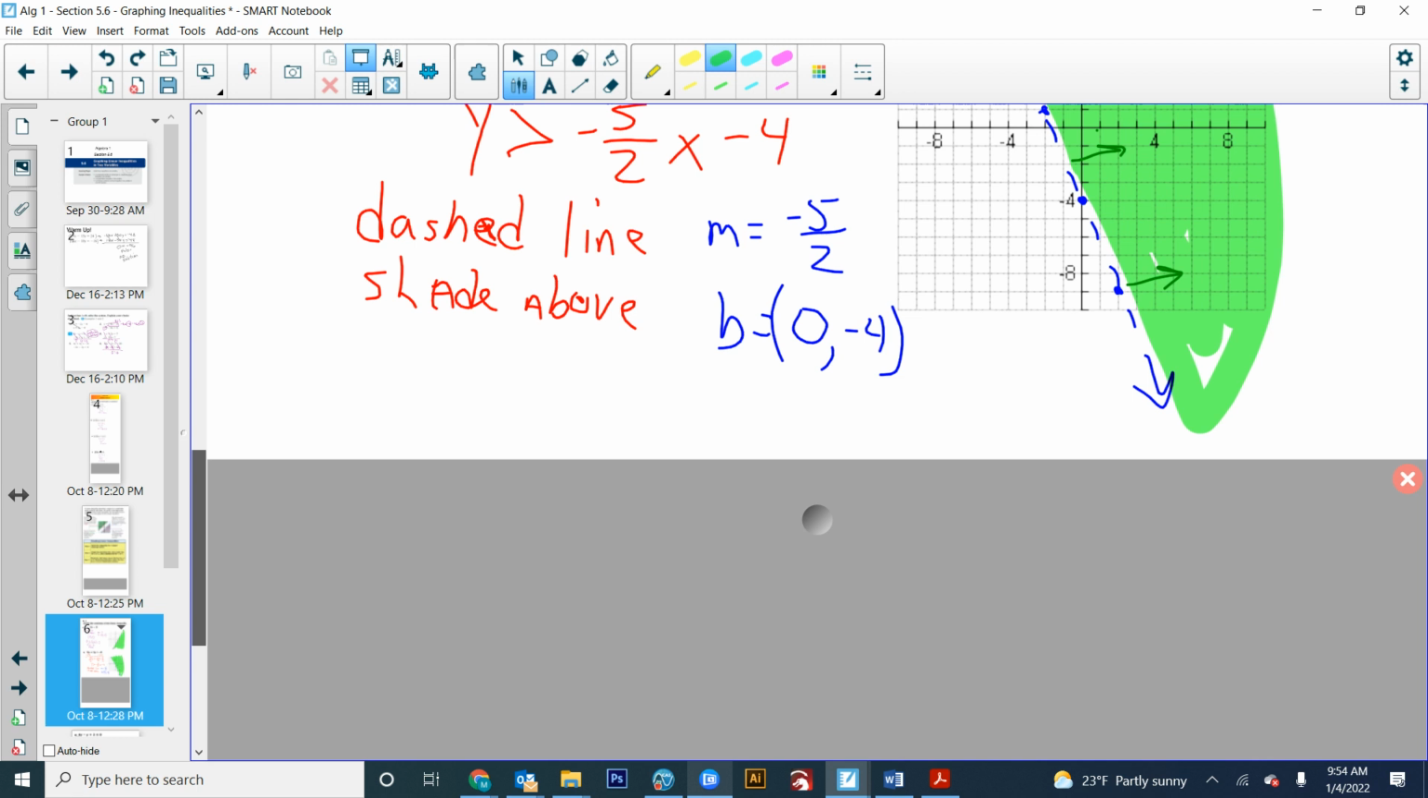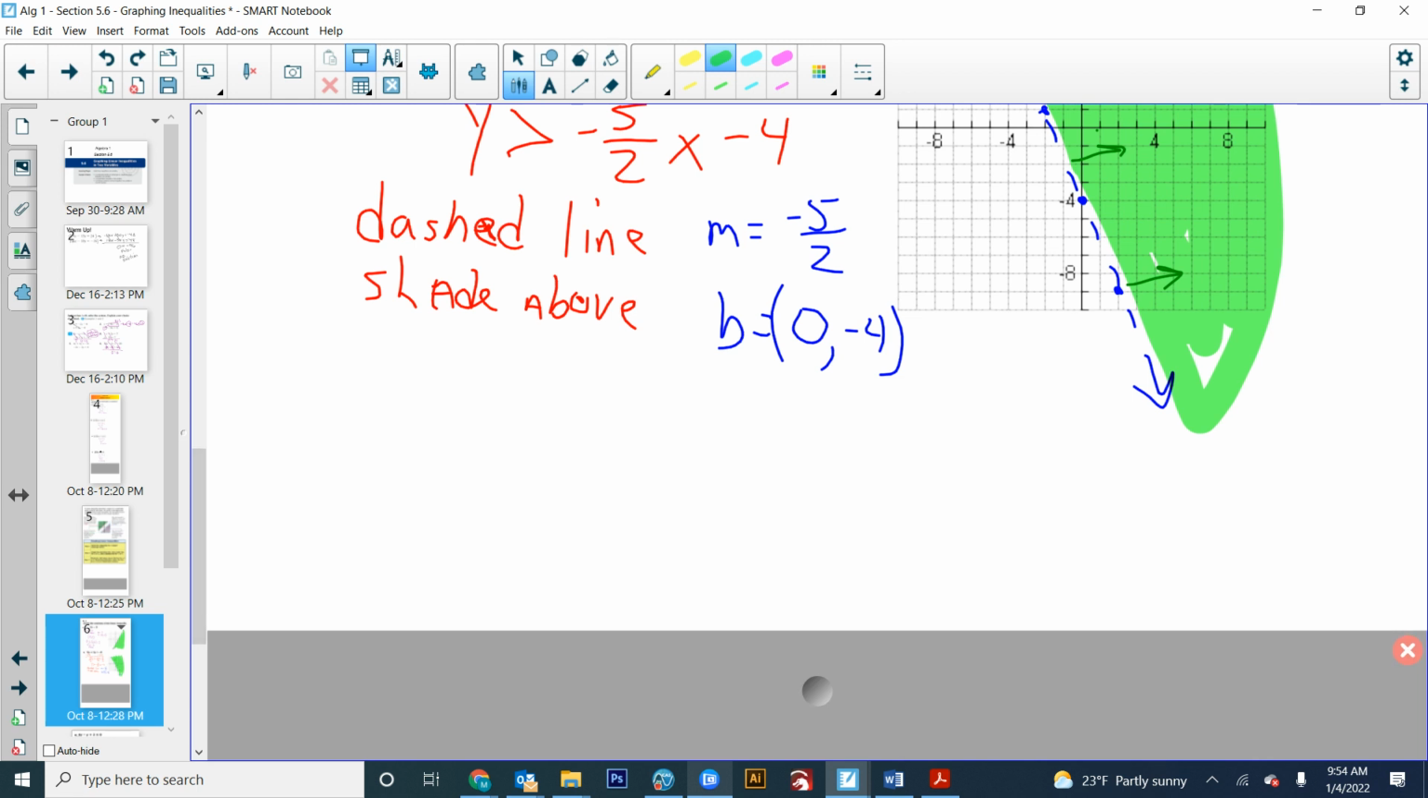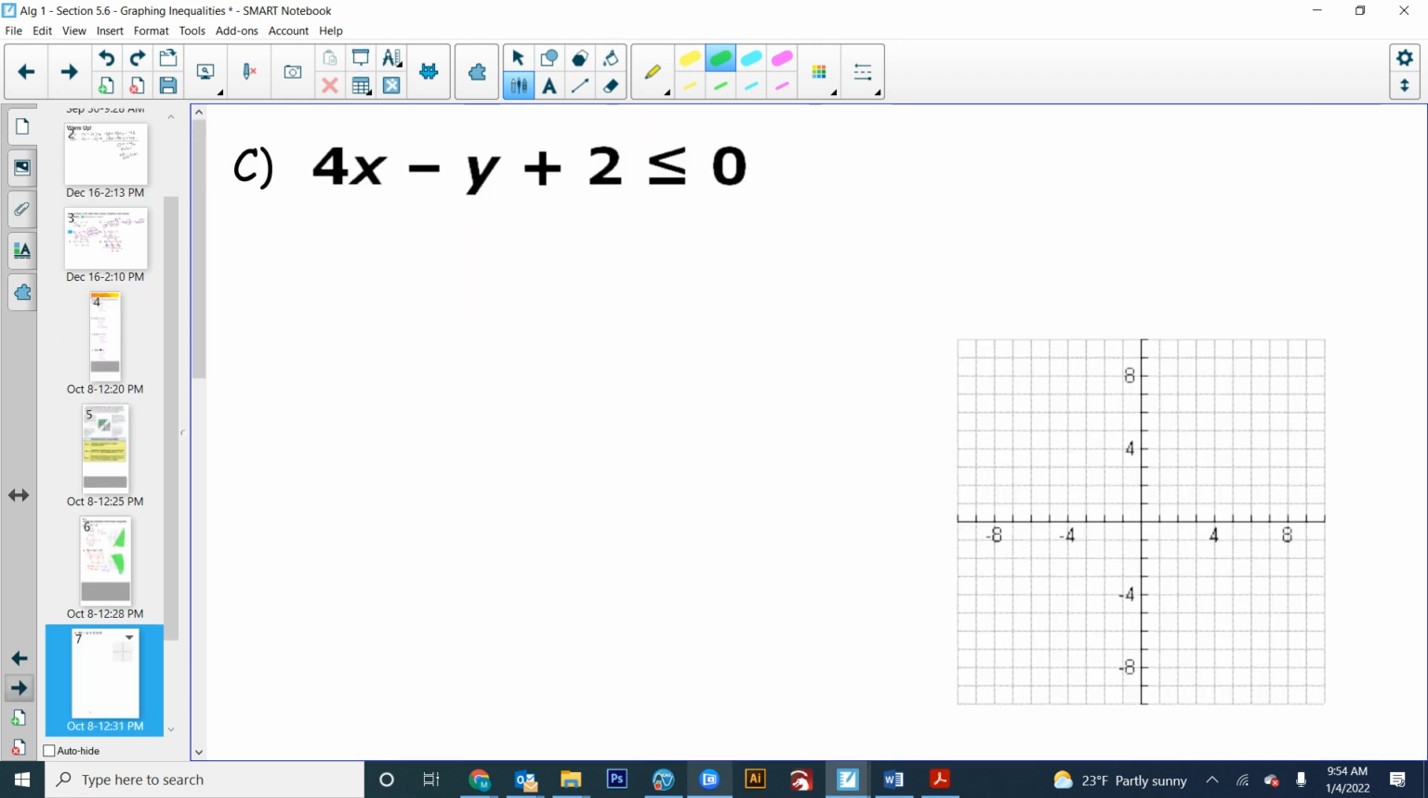When we're solving these, what are some things we should be careful about when we're solving for y? When we have inequalities, what do we need to be careful of? Multiplying or dividing by a negative. Yeah, when you multiply or divide by a negative, the inequality sign has to do what? Switch. Be careful.